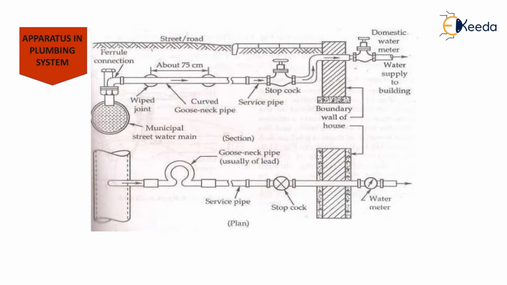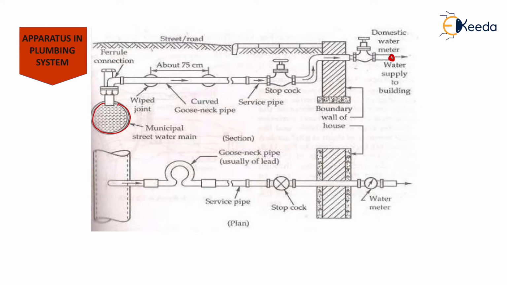Now the apparatus in the plumbing system which we need to discuss. Now suppose that this is the water main of your society. Now here your house pipeline will be at this level. Now you want to connect this with the help of the society main line, for which you need to put a hole on the main pipe, for which you need to pay an amount of rupees 10,000 to the society.